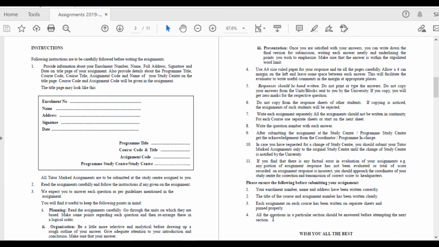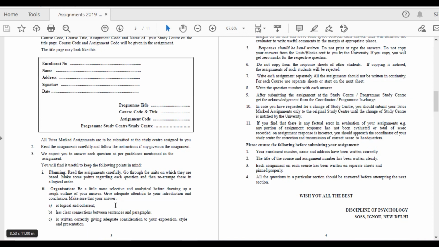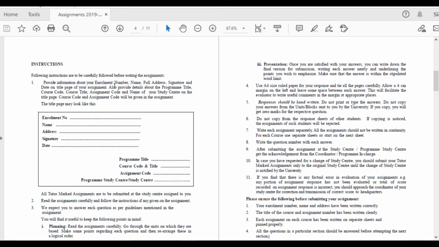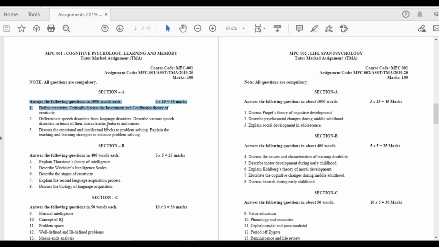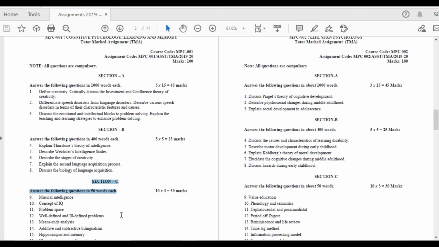Question number 1 from section 1. If you are starting with section A, for example, complete this, and then on the next sheet start section B, followed by section C. So you cannot go haywire from here to here. It should be in a proper order.